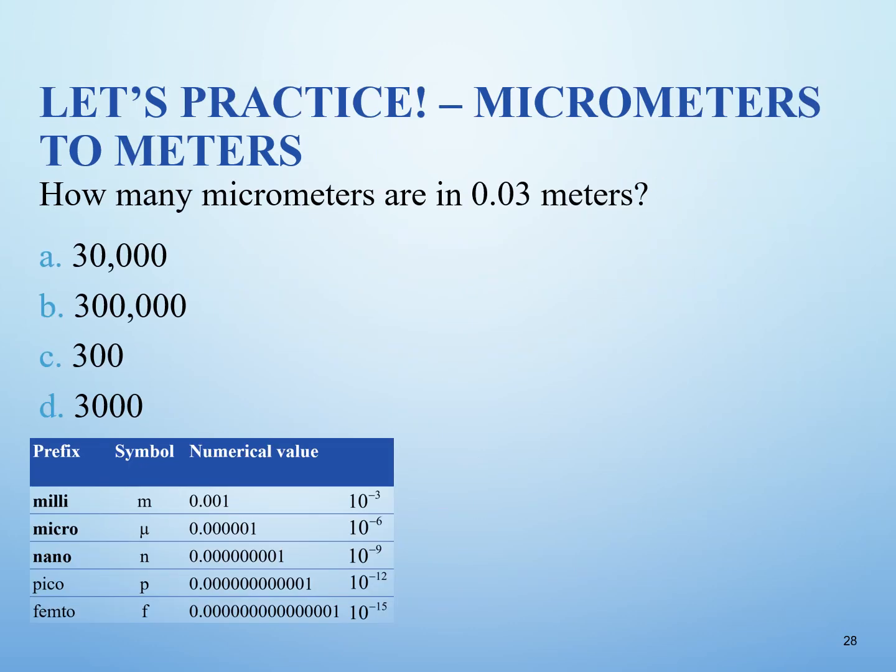So the next thing is how many micrometers are there in 0.03 meters? So I put this chart here for you, but obviously you want to definitely memorize this. But we see micro is 10 to the minus 6. Okay, or 1 times 10 to the minus 6. It's really the same thing. So if we're going to use that conversion here, let's write it down. 1 micrometer is 1 times 10 to the minus 6 meter. Okay?